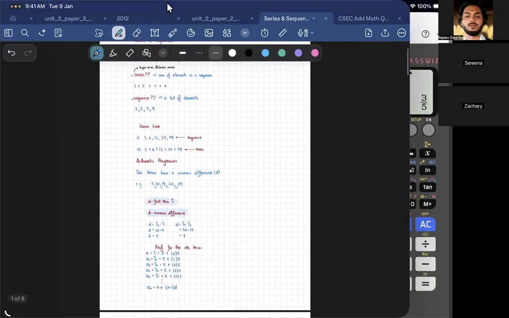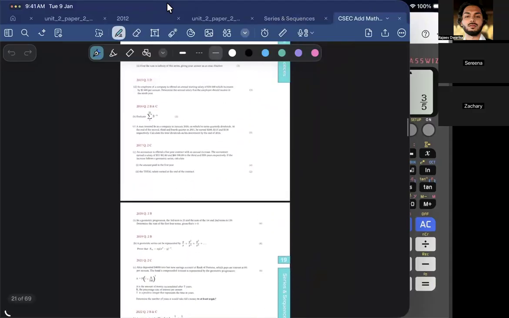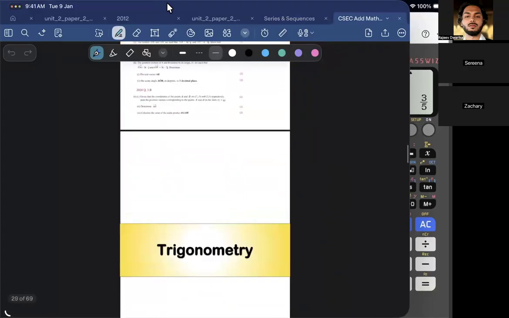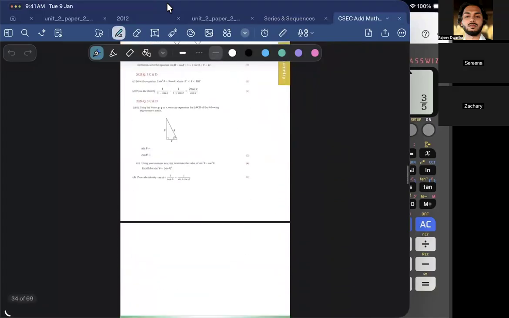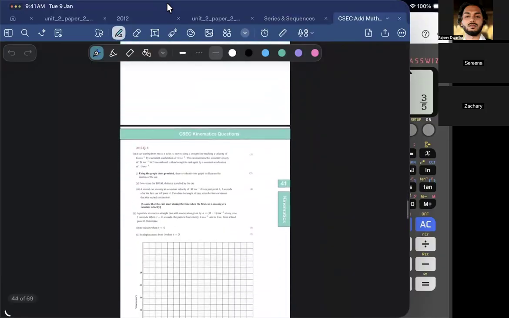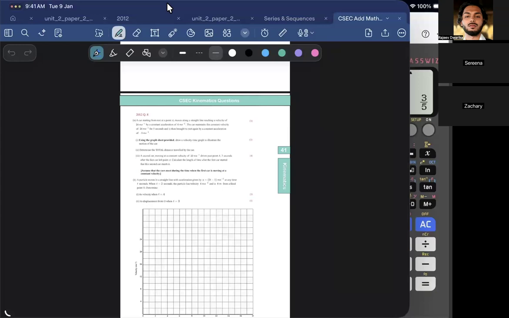So that's it. The next class, we're just going to be doing a bunch of questions on series and sequences. We are done with coordinate geometry. So the next thing we can move on to is probably trigonometry. Did any of you do trigonometry in school as yet? Serena, did you do trigonometry as yet? No, sir, not in Form 4.